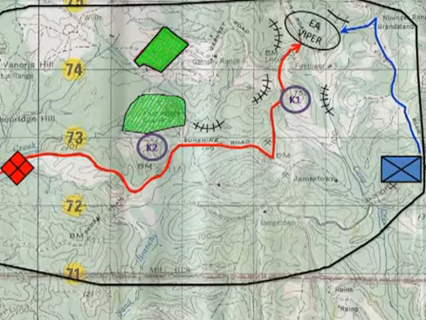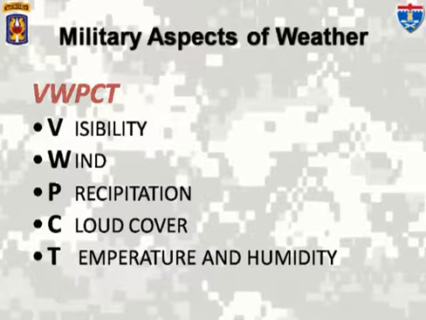There are 5 major features of weather that have military implications and should be considered as part of your terrain analysis. We will discuss each of these in further detail. They are visibility, wind, precipitation, cloud cover, and temperature and humidity. As a platoon leader, you should identify critical conclusions about visibility factors, such as light data, fog, and smog, and about battlefield obscurants, such as smoke and dust.